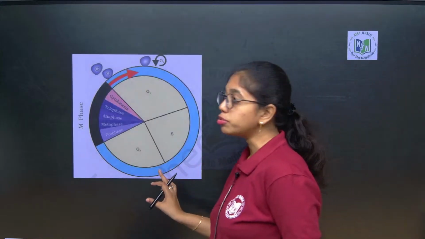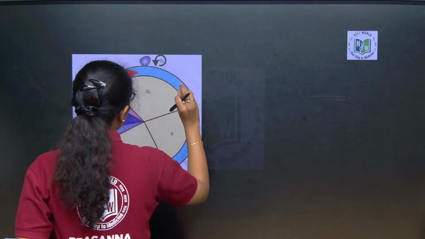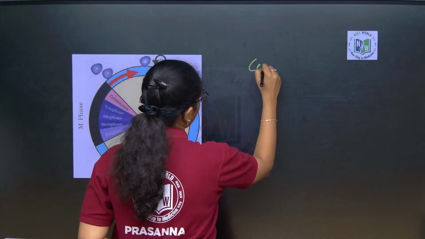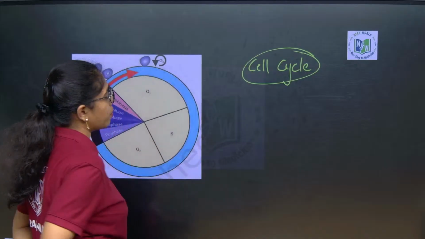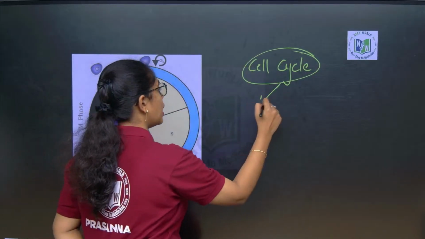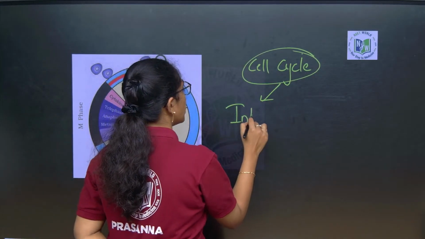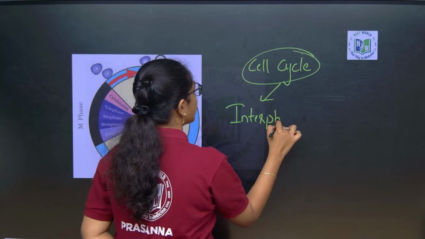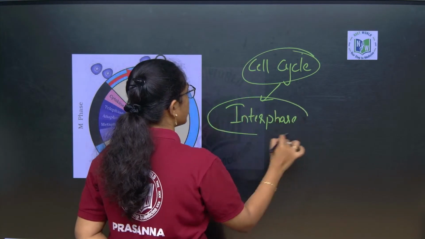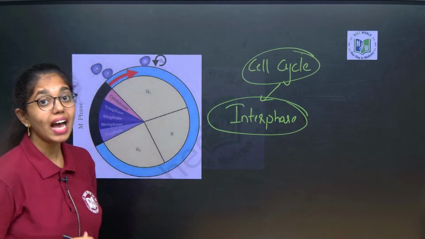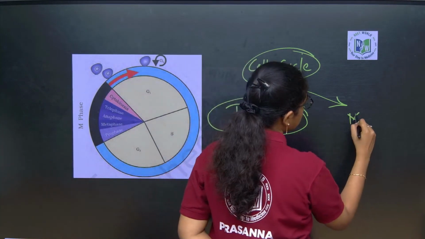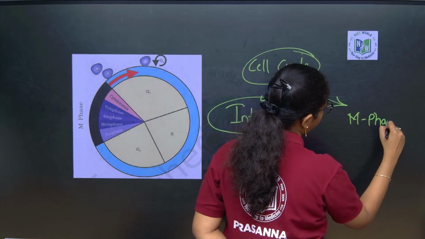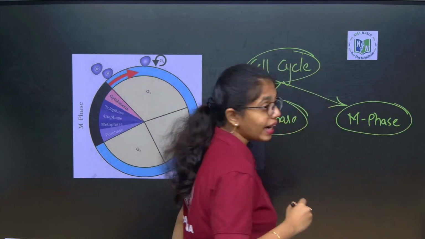And now, when it comes to the cell cycle, it has two phases. From this diagram you can see, one is the large interphase. Interphase you will also call the inactive phase. And one more phase, that is M phase. You have two phases, interphase and M phase.